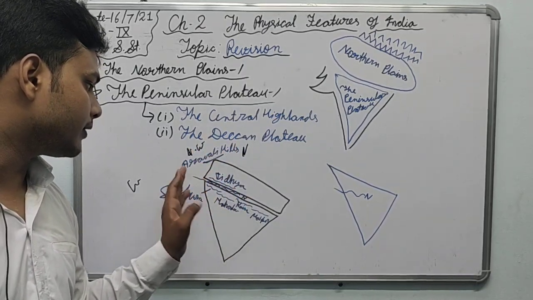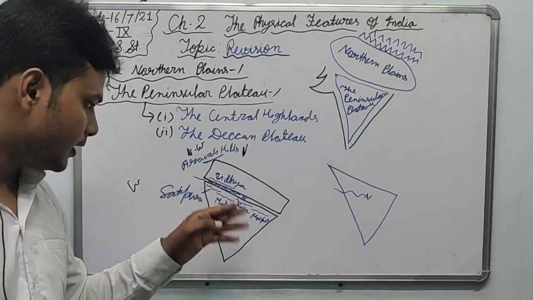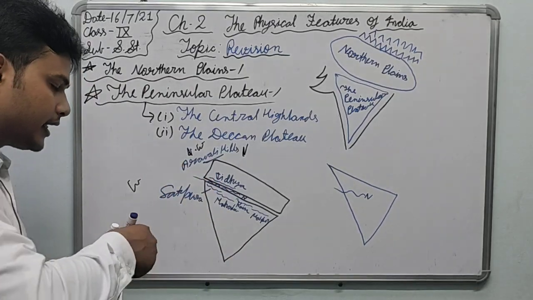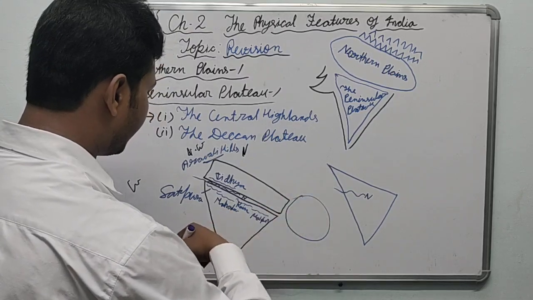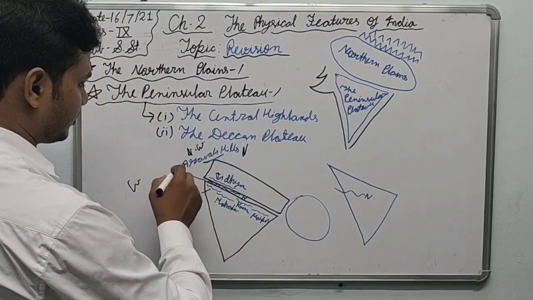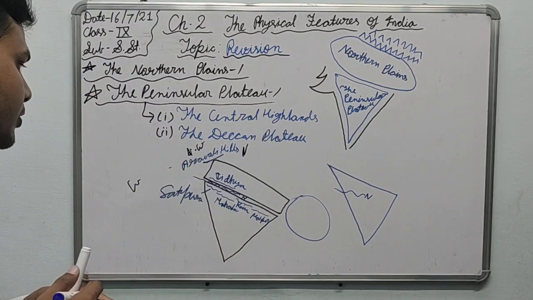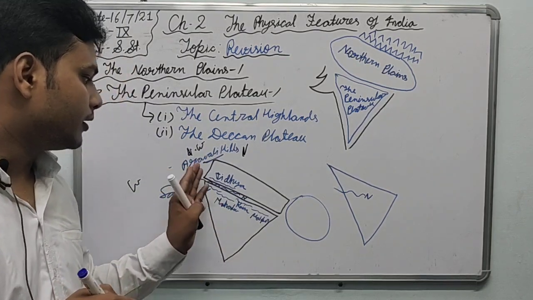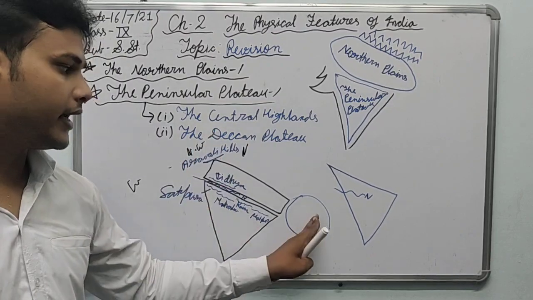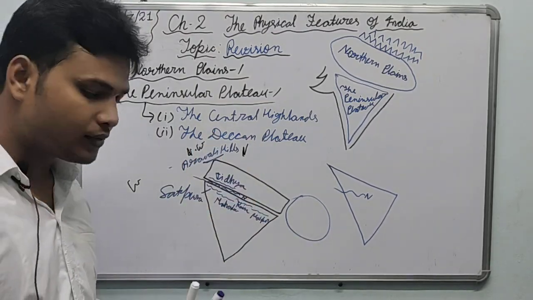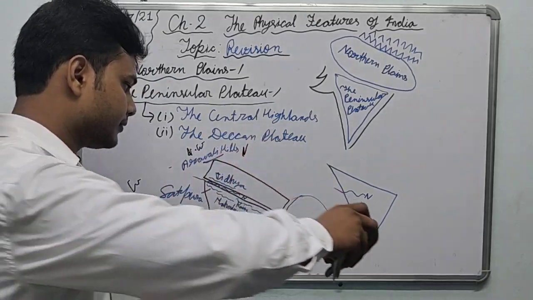Clear? So the Central Highlands is covered in the northwest direction by the Aravalli Hills, and in the south direction by the Narmada River and the Vindhya Hills. After that, in the east direction there is the Bay of Bengal, and in the west direction there is the Thar Desert, so it is not important to mention here. Look, the Vindhya, the Aravalli Hills, and the Bay of Bengal. So this was the Central Highlands.